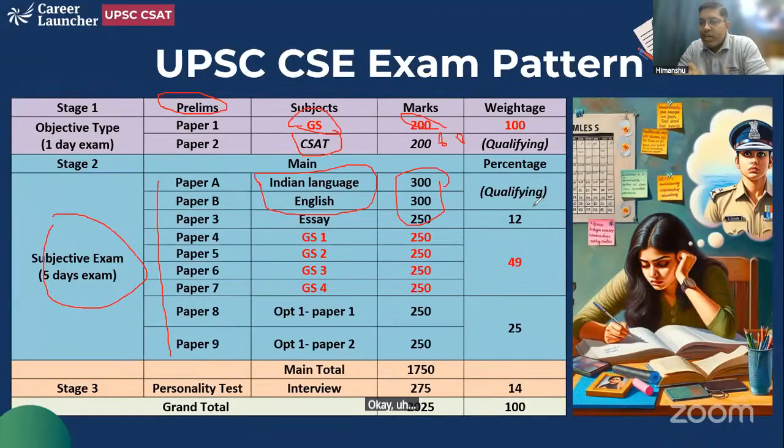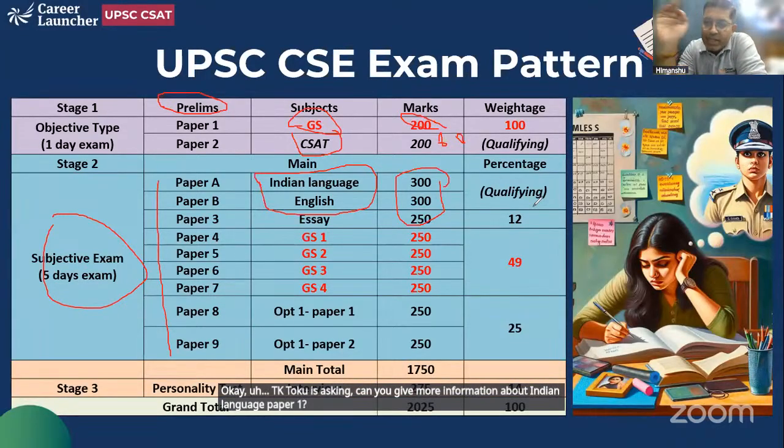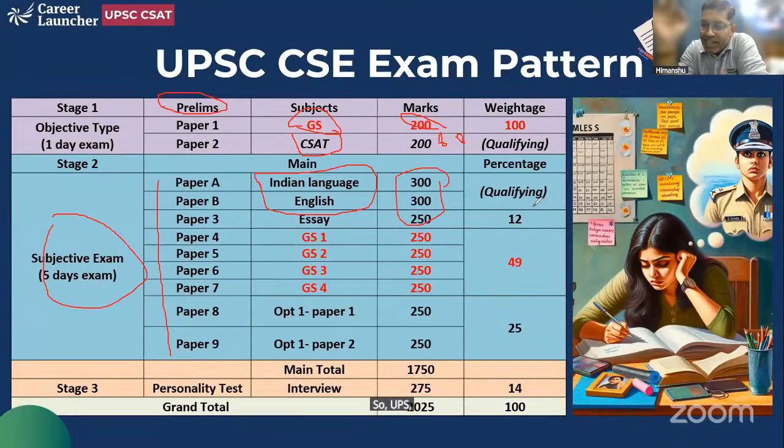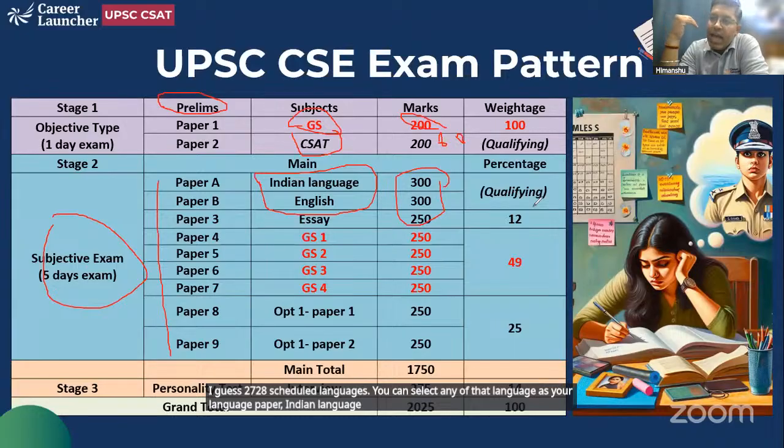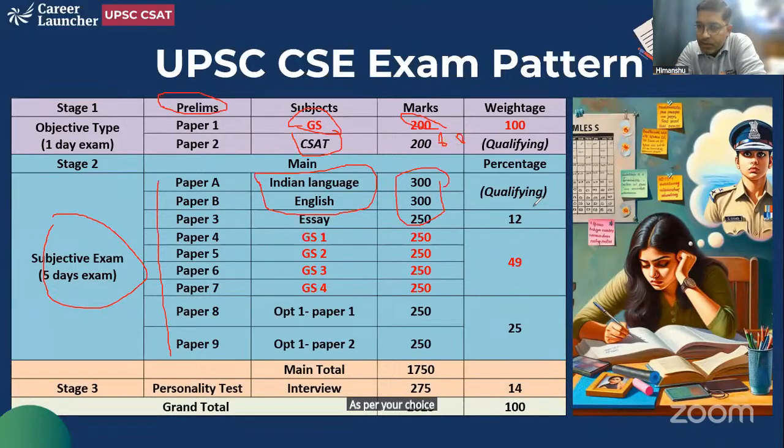TK Toku is asking, can you give more information about the Indian language paper? So for UPSC, whatever is a scheduled language in the Constitution, there are, I guess, 27 or 28 scheduled languages. You can select any of those languages as your Indian language paper. So you can choose as per your choice. It is up to you what language you want to take that paper in.